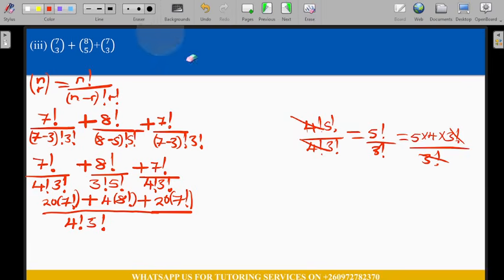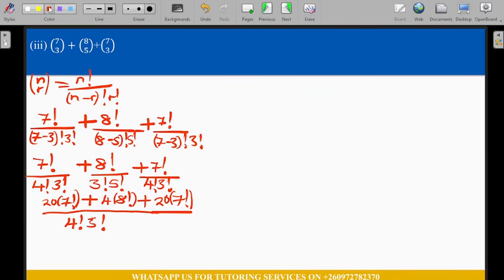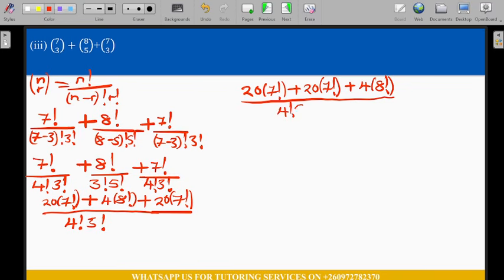So what we'll do is we'll get the common denominator on top. Before we get the common denominator, we can collect our like terms. So what we'll say is we have 7 factorial there. So we'll say we have 20 times 7 factorial, plus here 20 times 7 factorial, then plus that is 4, then here 8 factorial. Now we're going to say over 4 factorial, 5 factorial. That's what we're going to say here.